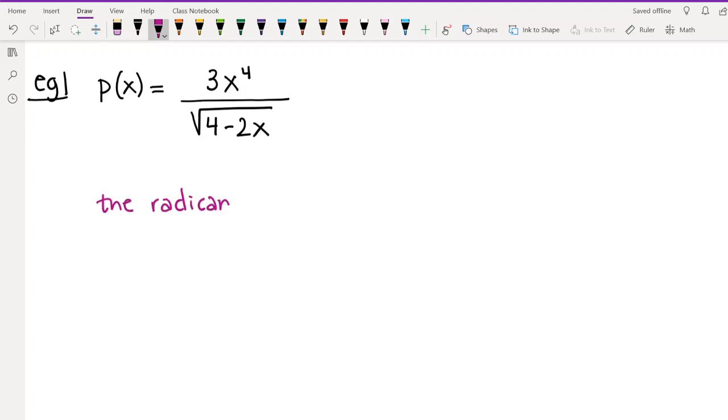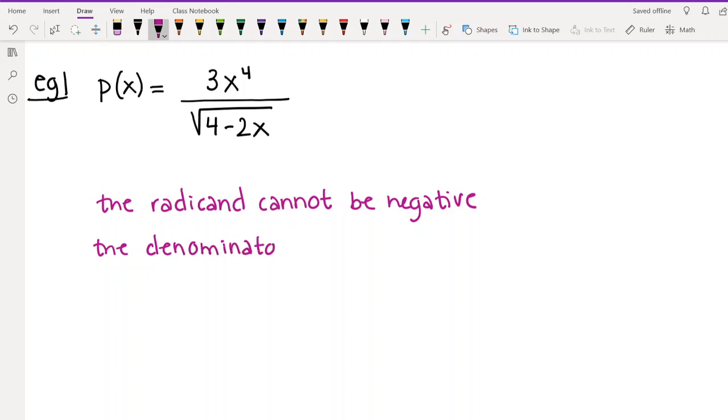So the radicand cannot be negative, but additionally, the denominator cannot be 0. So it turns out we can actually take both of these two sentences and write them as one inequality. So why is that? Well, the radicand cannot be negative basically means that 4 minus 2x has to be greater than or equal to 0, right?